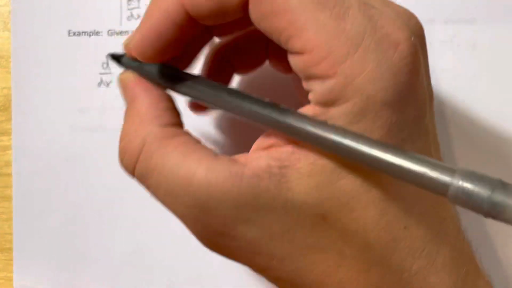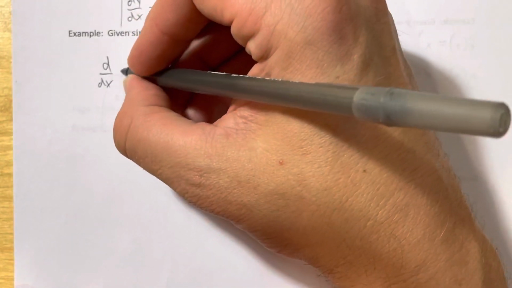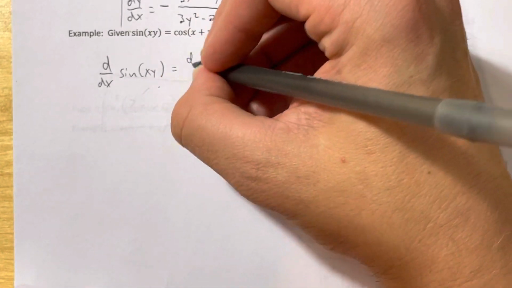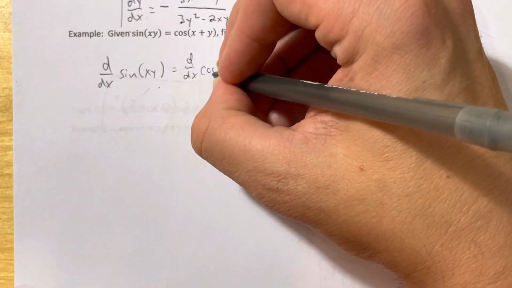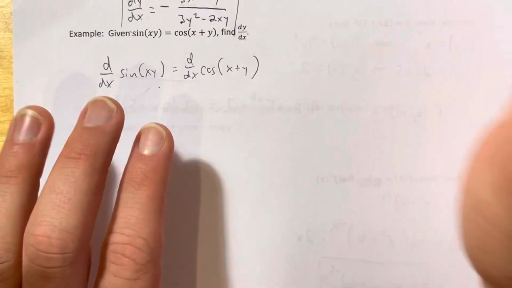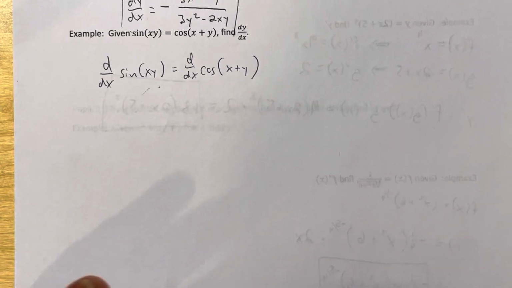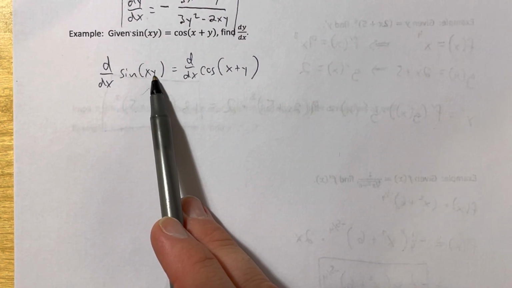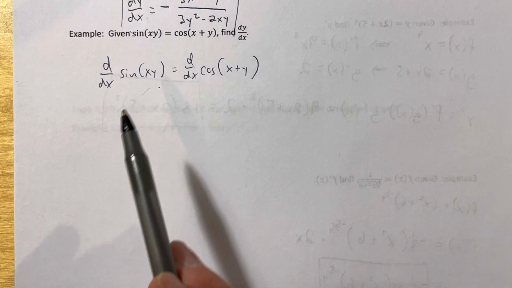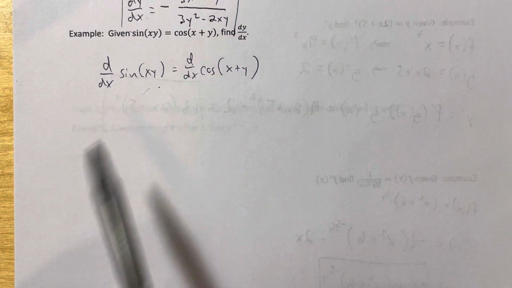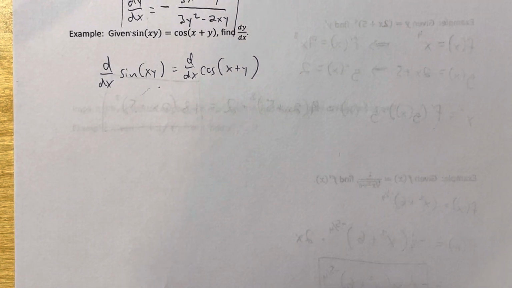But basically all I'm doing is taking the derivative with respect to x of both sides, d/dx of sine of xy equals d/dx of cosine of x plus y. Okay, now look at what's inside here. So it's a composite function, sine of xy, and the xy in here is a product. So I'm going to be using the chain rule in a sense, but also the product rule in this process.